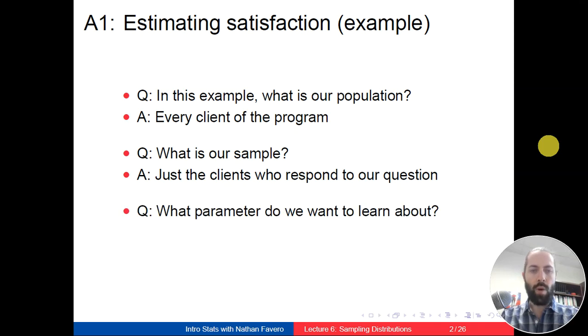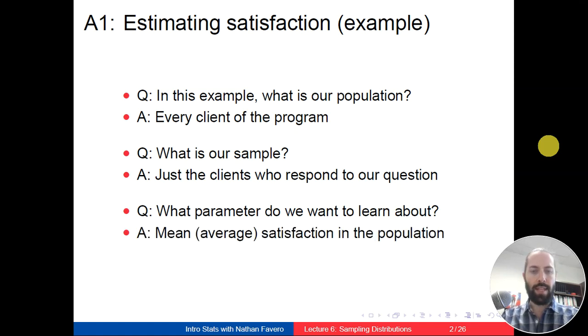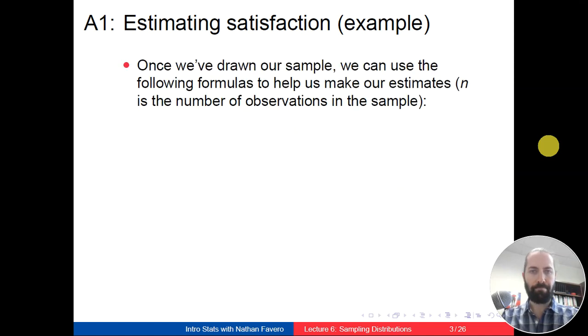And finally, what is the parameter that we want to learn about? Remember, the parameter is going to be a characteristic of the population. More specifically, we would say that it's the average satisfaction among all of the clients of our program, the full population of clients. All right, with that knowledge, let's move on to thinking about our estimate.